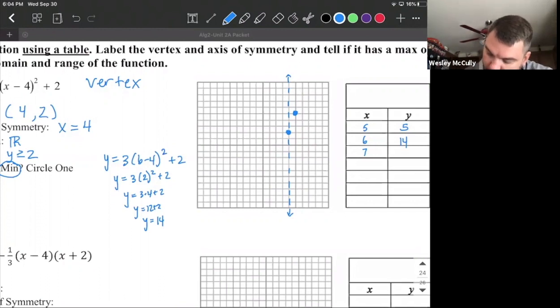Okay, now that I have the right side done, I just simply reflect over the left side of the axis of symmetry, and I have this parabola right here.